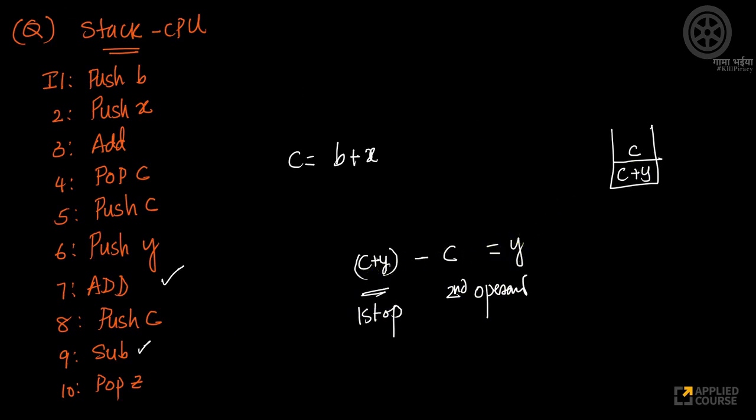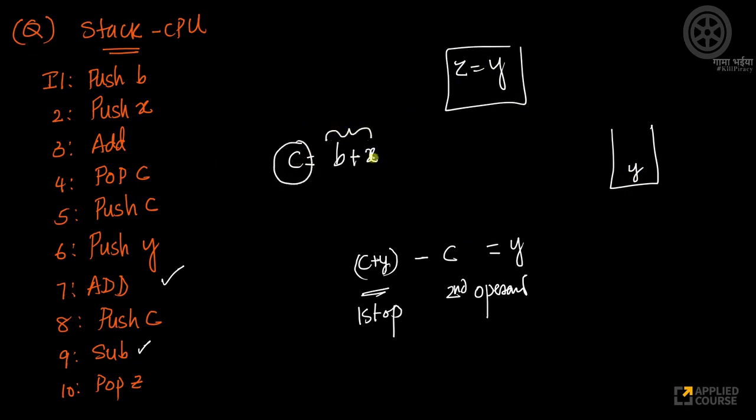So Y gets pushed now into the stack. So the effective value that I have here is Y. Then it says pop Z, which means my Z is equal to Y. So what happens at the end of this whole execution? My register C will have a value of B plus X. My register Z will have a value of Y. This is what will happen by the end of executing all of these instructions.